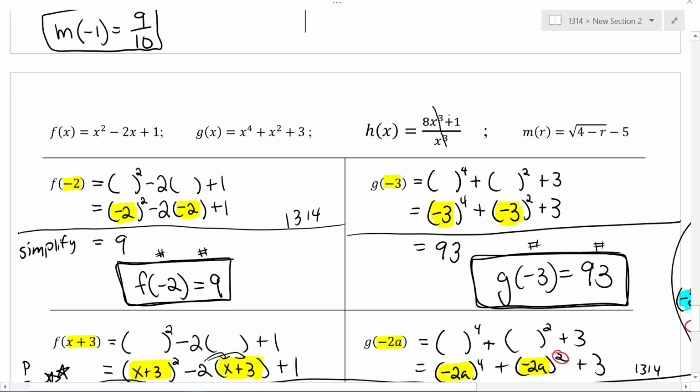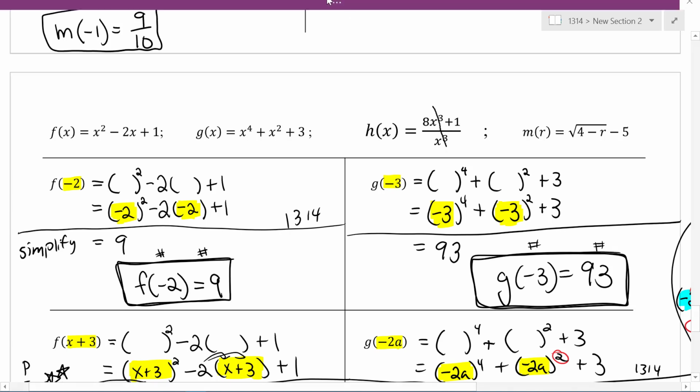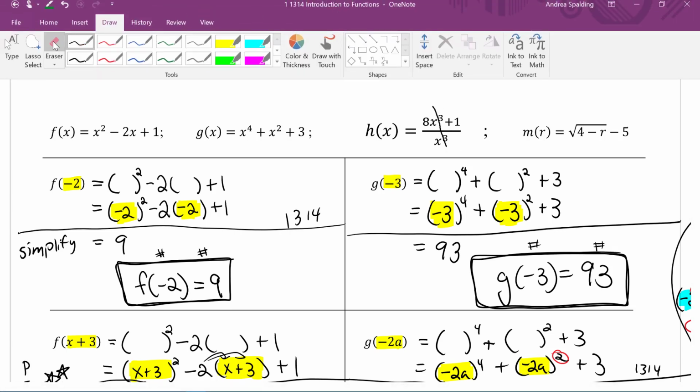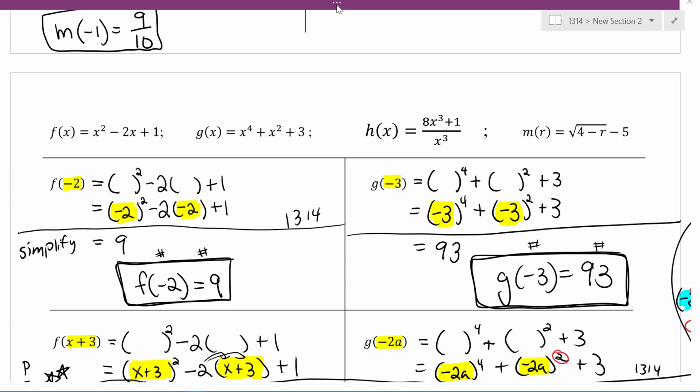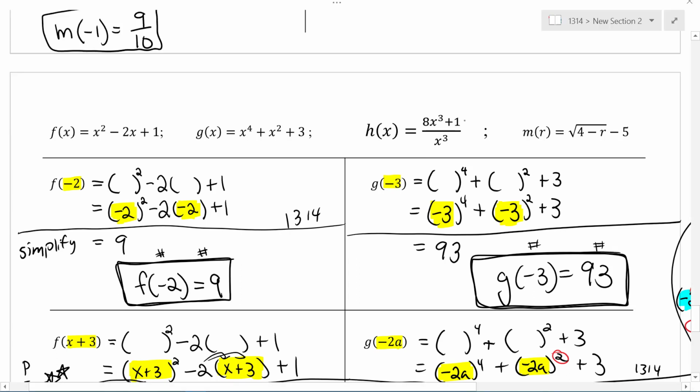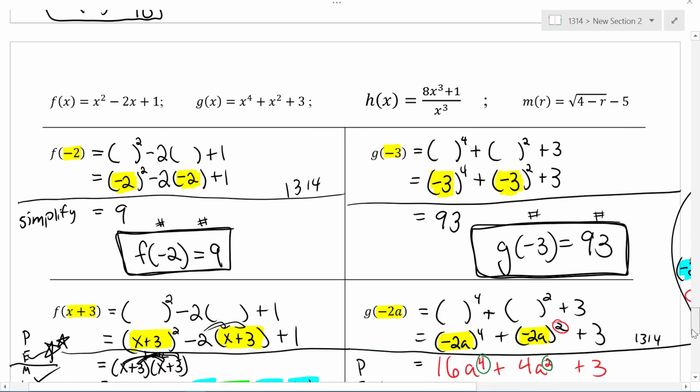The equation that we have here is already simplified as far as canceling common factors. So we do not need to cancel, and in fact we are not allowed to cancel. So don't do that. 8x cubed plus 1 divided by x cubed, that's as good as that gets, and we're just going to plug into exactly that. So I'm going to copy that down. In place of x, I'm going to put parentheses.